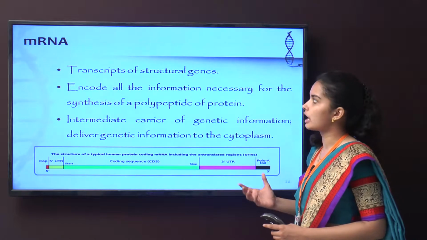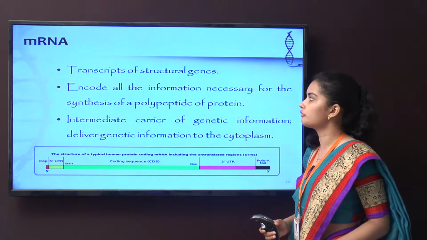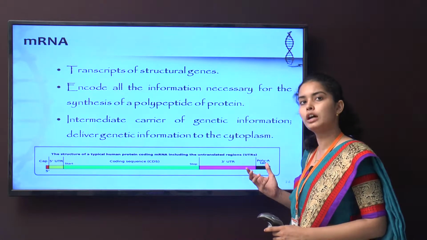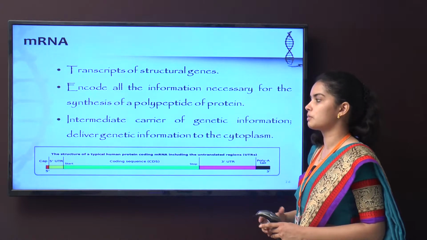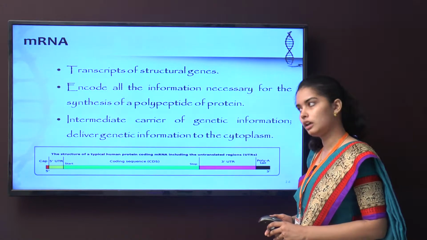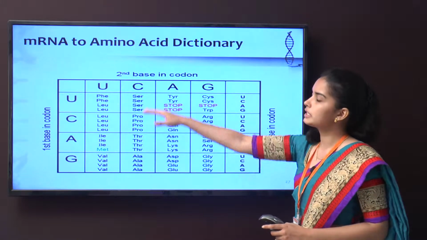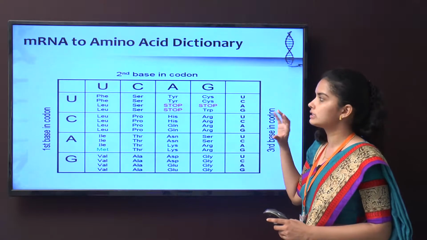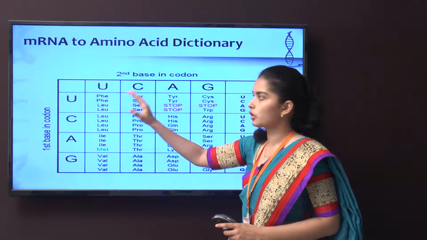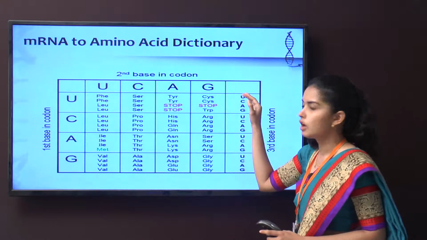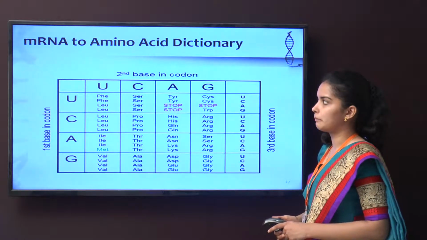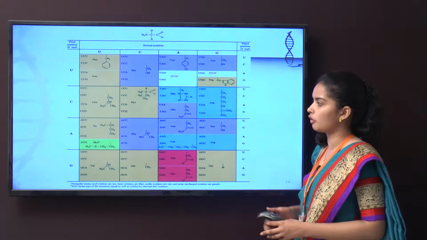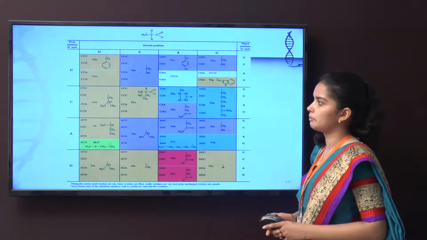mRNA transcribes the structure of genes, encoding all the information necessary for the synthesis of the polypeptide of the protein. It is the intermediate carrier of the genetic information, delivering genetic information to the cytoplasm. This is how the basic amino acids are coded. There is a triplet codon, meaning 3 nucleotide bases code for 1 amino acid, and that is how the proteins are formed. These are the structures of the amino acids.